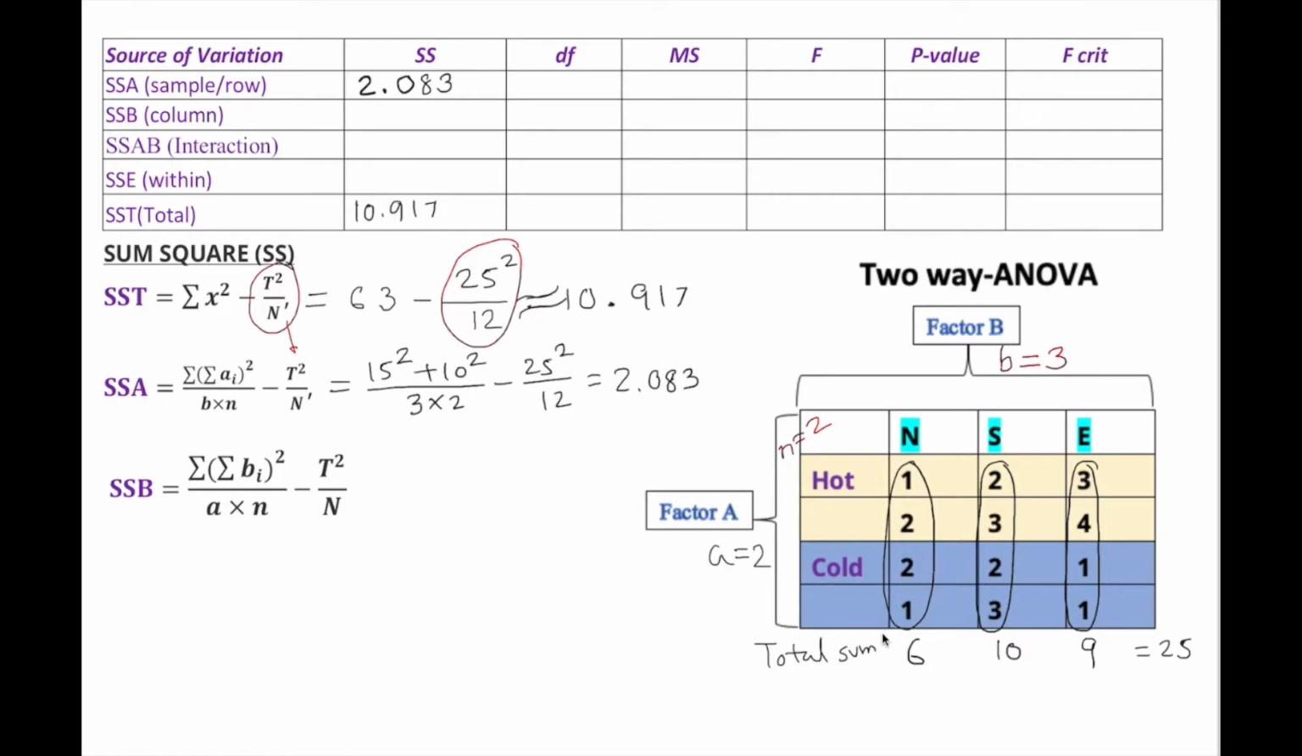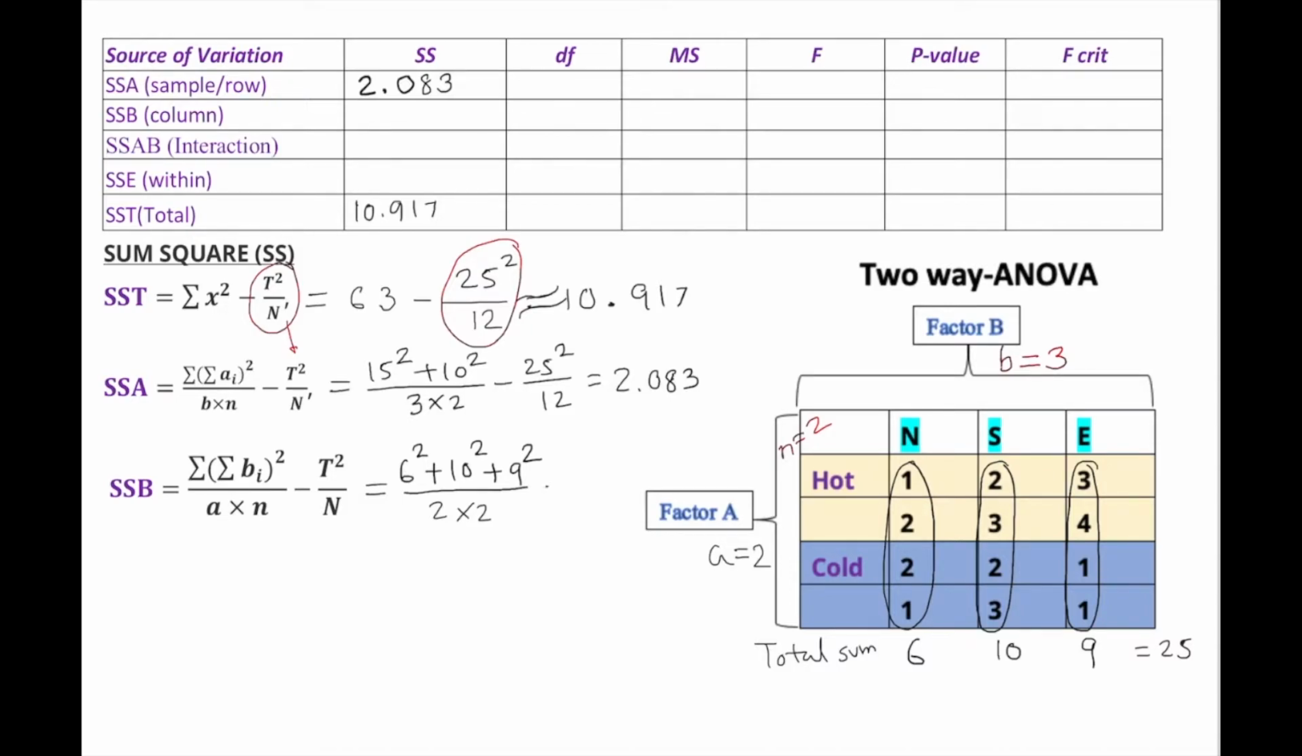Okay, so what are we going to do with this actually? In this case, b is the three of them, so we're just going to add three of them: 6 square plus 10 square plus 9 square. So let's take a look here. So 6 square plus 10 square plus 9 square, over something we have to pay attention to here. It's very important. Over a times n. So a is 2 times n is also 2. So this time 2 times 2. That's very important. We'll look into this one here this time.